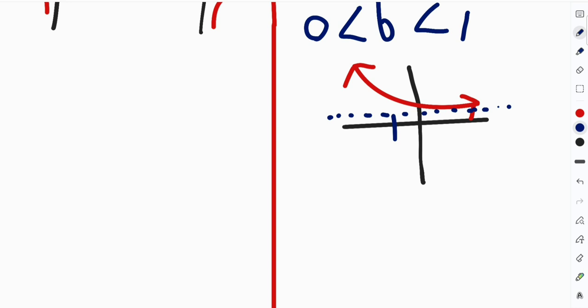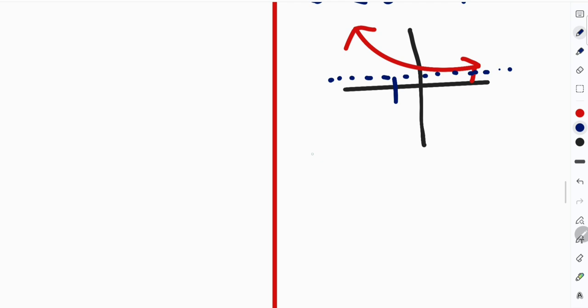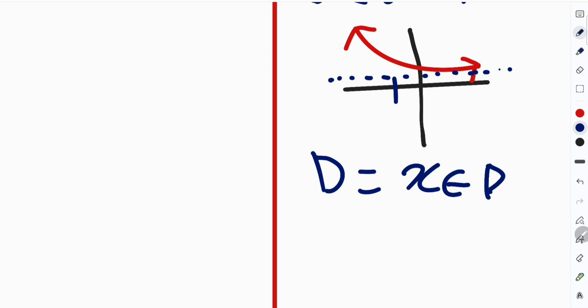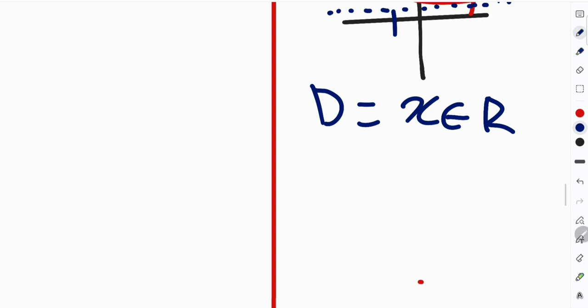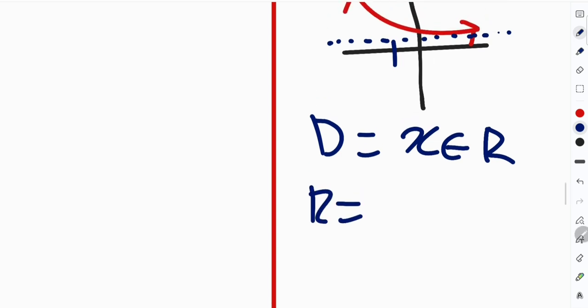It can't do that for the y values because of the asymptote, but you can still do that for the x. So in terms of my domain, for an exponential function it is just x is an element of all the real numbers, because x is going to be all the real numbers. Now the only difference is my range. My range differs depending on my asymptote.